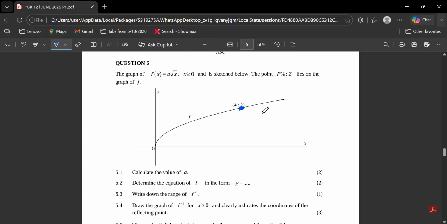Okay, we can start to do. Oh, we're also given the restriction. They say x should be greater than or equal to 0. So x should be bigger than or equal to 0. It should be positive numbers. That's what they're saying.